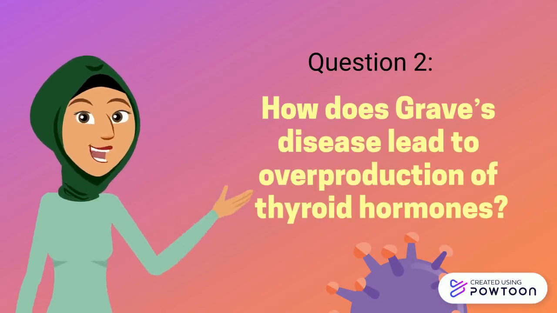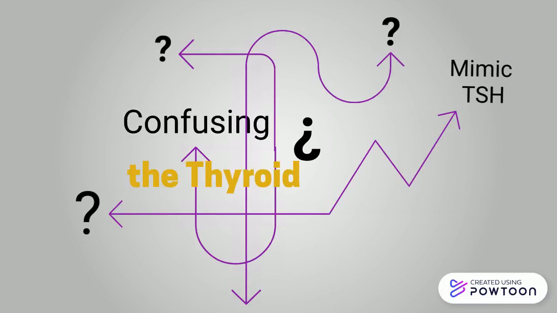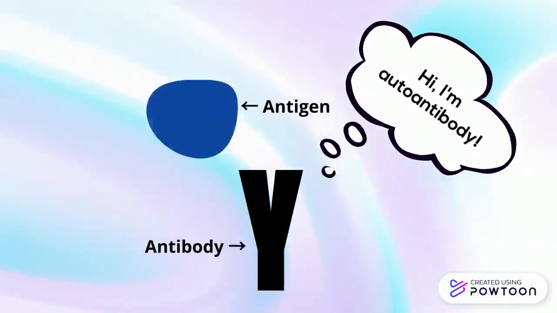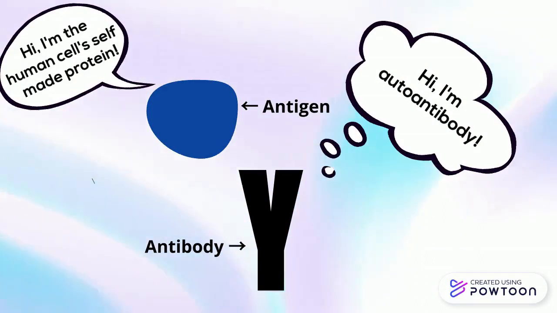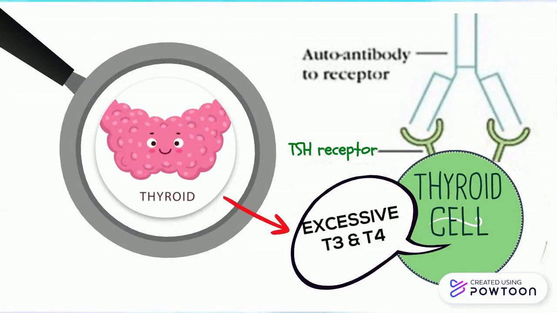How does Graves' disease lead to overproduction of thyroid hormones? Some antibodies mimic TSH and bind to the TSH receptor on the thyroid and stimulate a release of T3 and T4 hormones. However, autoantibodies, which are antibodies that react with self-antigen, will still exist and bind to TSH receptors on the thyroid and stimulate unregulated overproduction of thyroid hormones T3 and T4, which causes the autoimmune disorder.